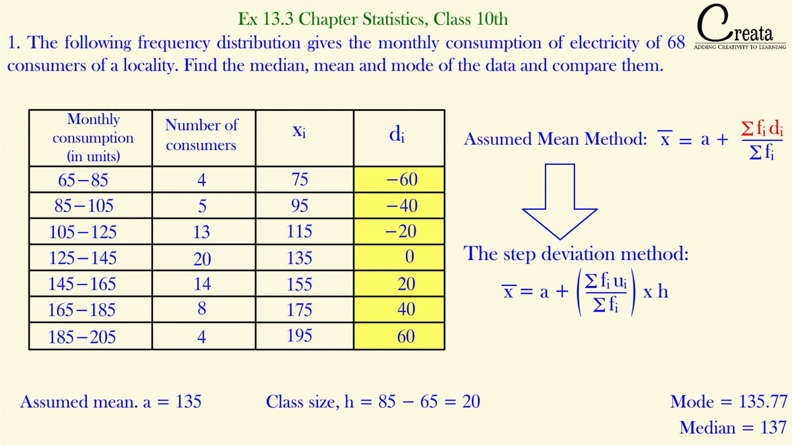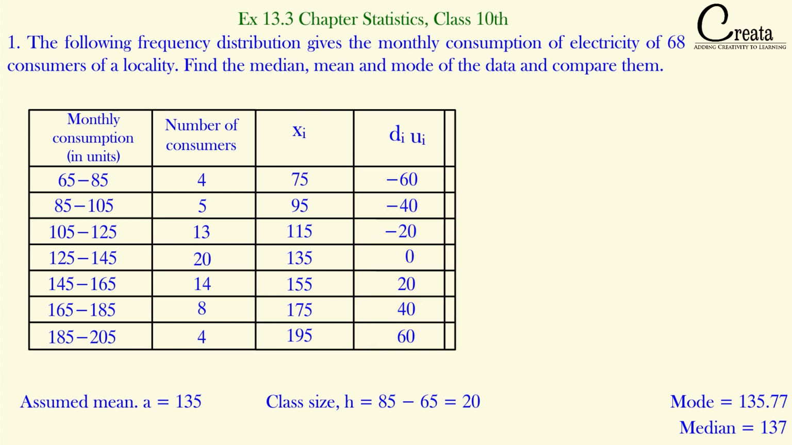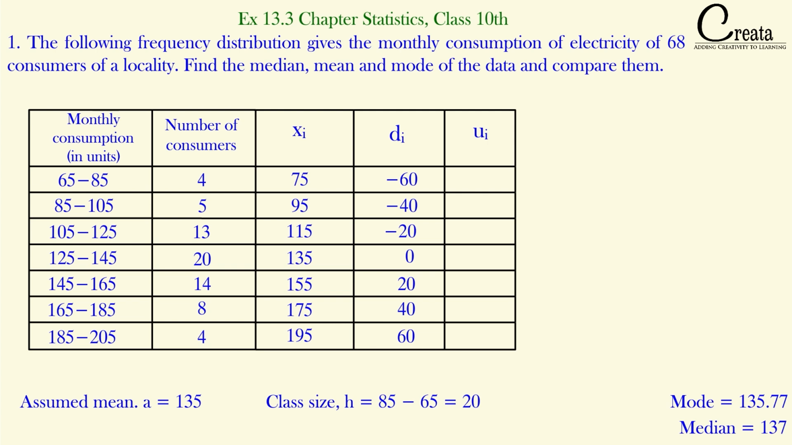Here the answer is yes, we can easily divide all the values of the deviation with the class size, which is 20. So we will go to the next method, which is the step deviation method. So this is the formula of the step deviation method. Here we have to calculate fi into ui. For that we have to calculate ui, which is deviation upon class size. So here we will divide all these values of the deviation with 20, which is the class size.